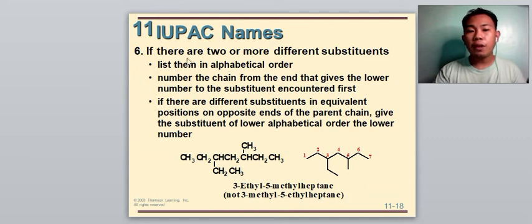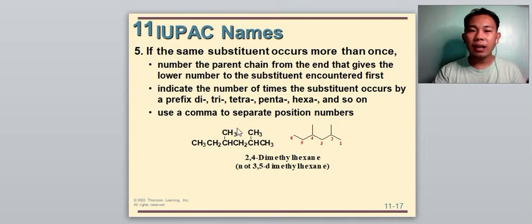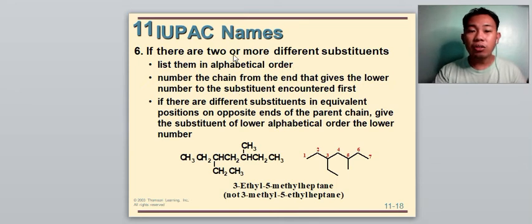Another rule, if there are 2 or more different substituents. In our previous slide, the same substituent occurs more than once. But here, there are 2 or more different substituents. Now, the rule is you need to list them in alphabetical order. Second, you number the chain from the end that gives the lower number to the substituent encountered first, just the same as the rule in our previous slide. And if there are different substituents in equivalent positions on the opposite ends of the parent chain, give the substituent of lower alphabetical order the lower number.